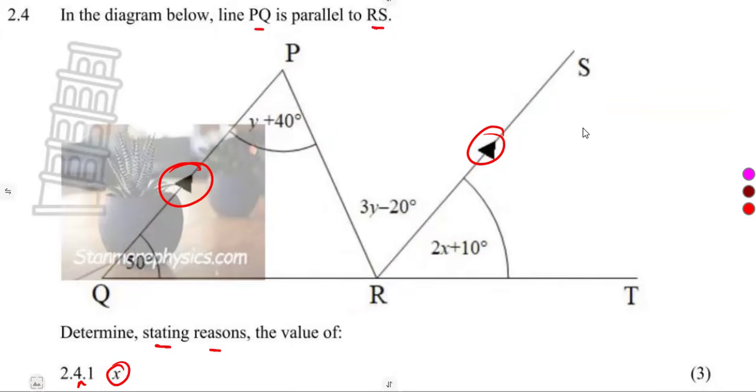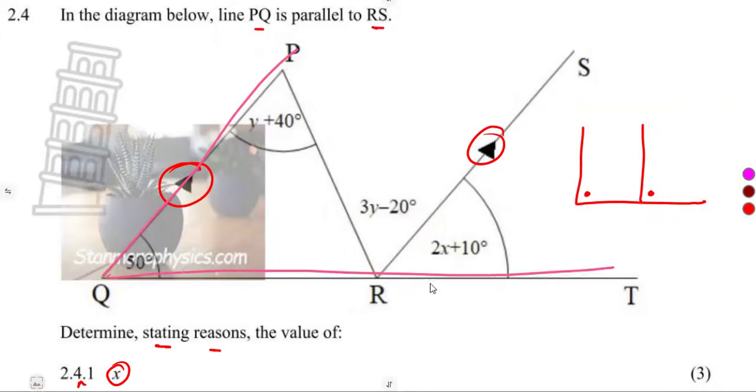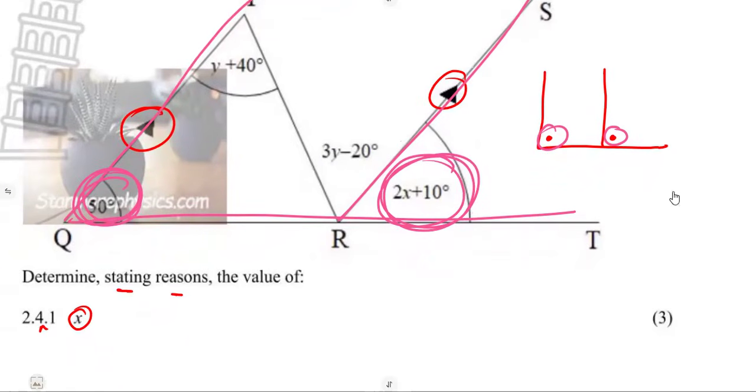If we check, there are F angles. Remember, corresponding angles, they are equal. We form an F here. If we check properly, that is going to give us F there, like this. So meaning to say the 50 degrees and the 2x plus 10 forming that F, this one and this one, they're supposed to be what? Equal. So we can form an equation from that. There must be x. So for x, 2x plus 10 degrees is equal to what? 50 degrees. Why?